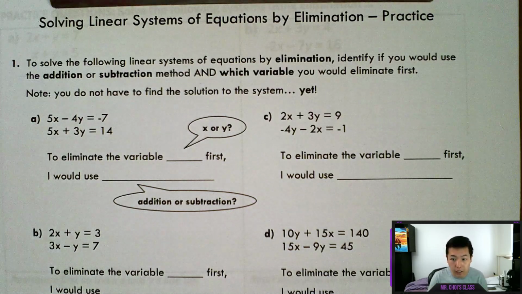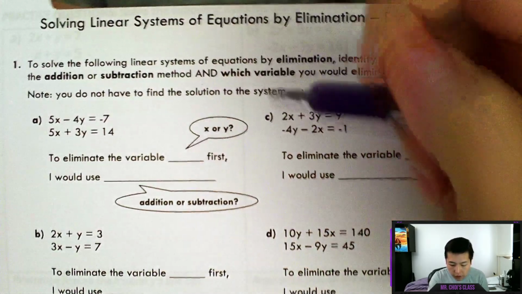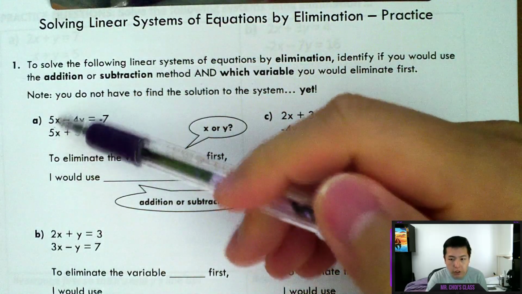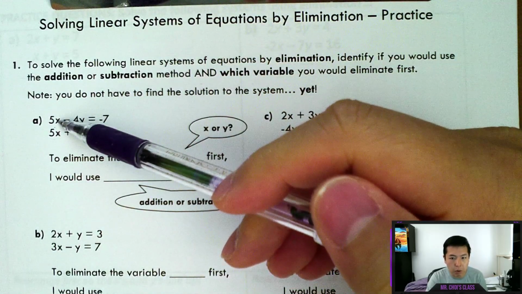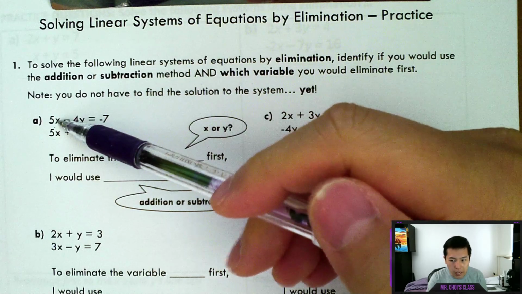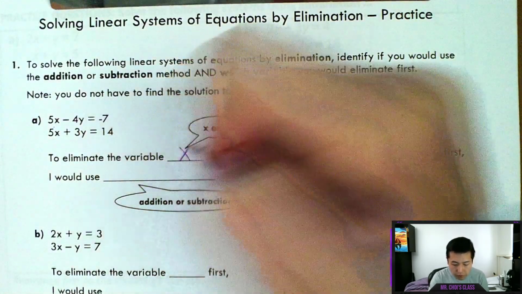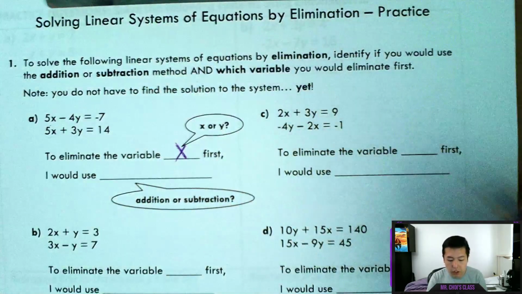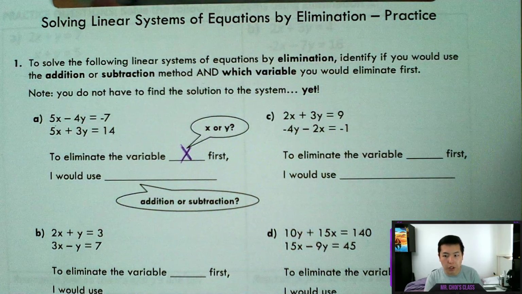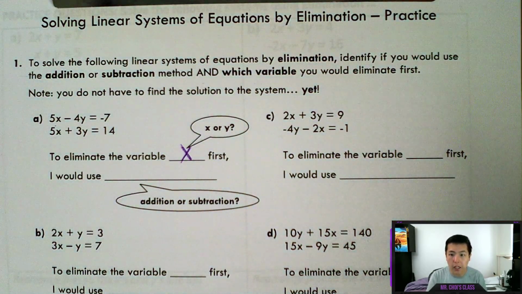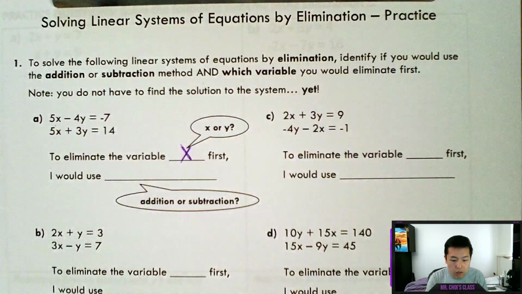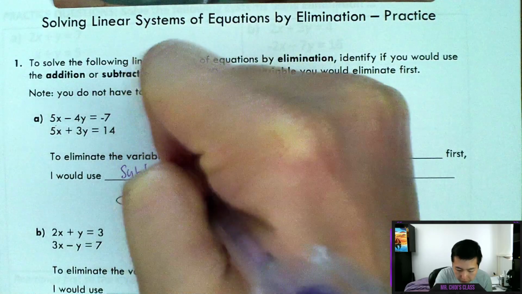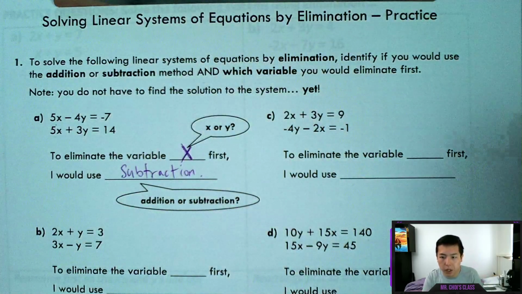Exactly. You would get rid of x first, because the coefficient numbers are matching. They're both 5. Okay? So x is what we're going to get rid of first. And what method would we use? Should we use addition or subtraction? In our case, this would be subtraction.